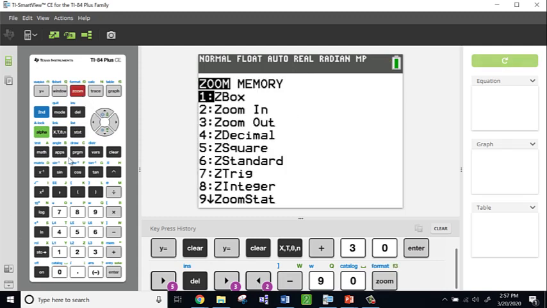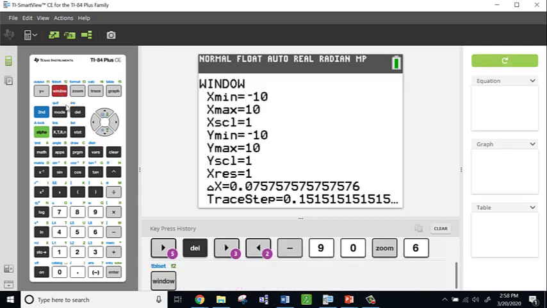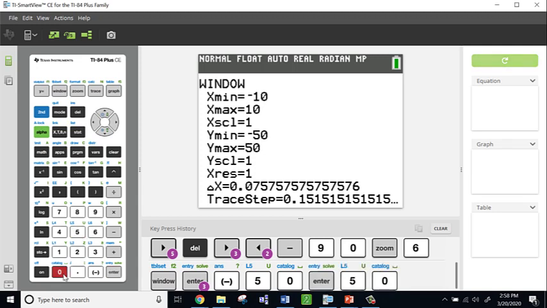Let's hit graph. Well, first of all, zoom 6 is always the standard window from -10 to 10. So there's my parabola. And notice I can't see my slope-intercept, and that's because my intercept was 30. So I'm going to go to my window. And for my y's, I'm going to go maybe -50 to 50 and see if the graph shows up.